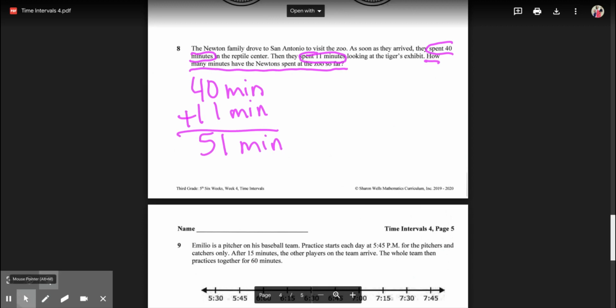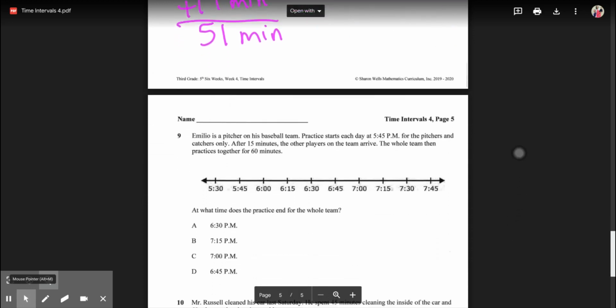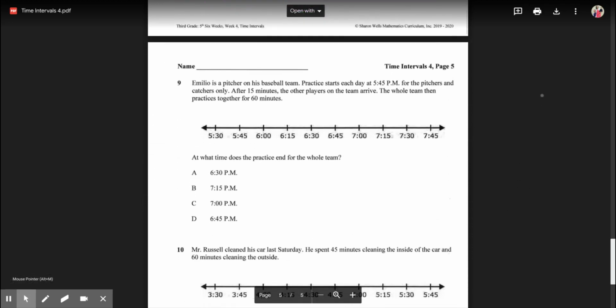All right, let's see. That puts us at number 9. We're going to go over that one, and then you should be able to work the rest on your own. Emiliano is a pitcher on his baseball team. Practice starts each day at 5:45 p.m. for the pitchers and catchers only. After 15 minutes, the other players on the team arrive. The whole team then practices together for 60 minutes. At what time does the practice end for the whole team?